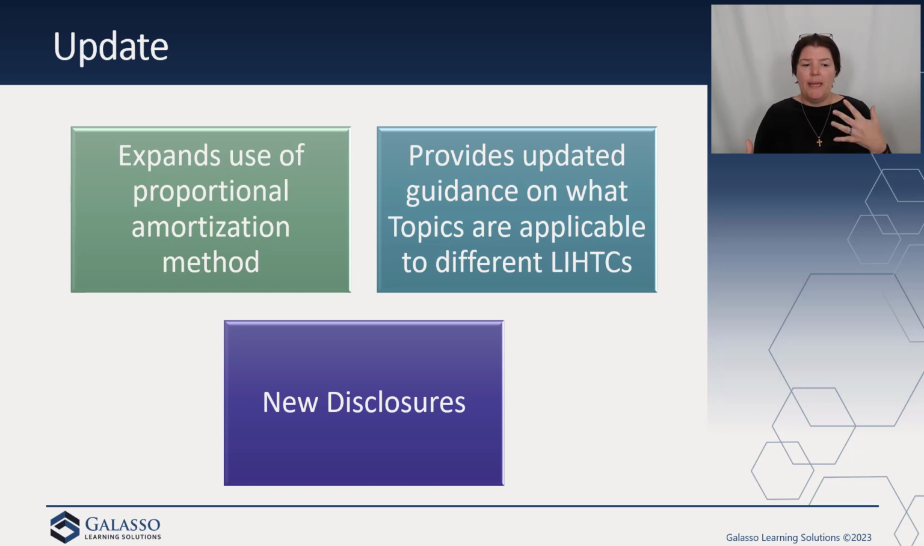So let's talk a little bit about what's going on in terms of the location or the placement here. So again, when we think about this, all guidance related to low income housing tax credits was inside of the 740 guidance, whether they were using the proportional amortization method or not. So what this ASU does is it removes the specialized guidance for low income housing tax credit investments that are not accounted for using the proportional amortization method.